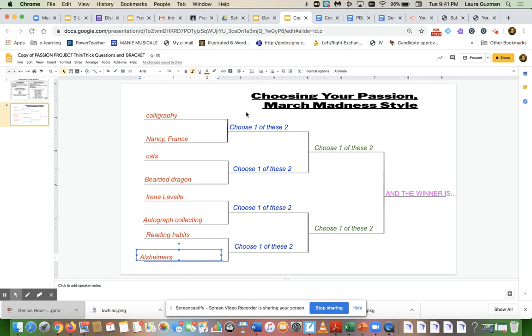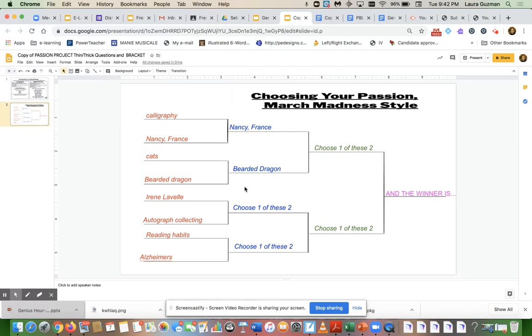And so now what I'm going to do with the blue over here is look to narrow down my choices. So now I'm just going to make a choice between calligraphy and Nancy, France. And between those two, I don't really see too much of a problem. I'm going to choose Nancy, France. And then over here between the cat and the bearded dragon, I think I'm going to choose bearded dragon because I don't know a lot about them. So that would be interesting to know more about them.